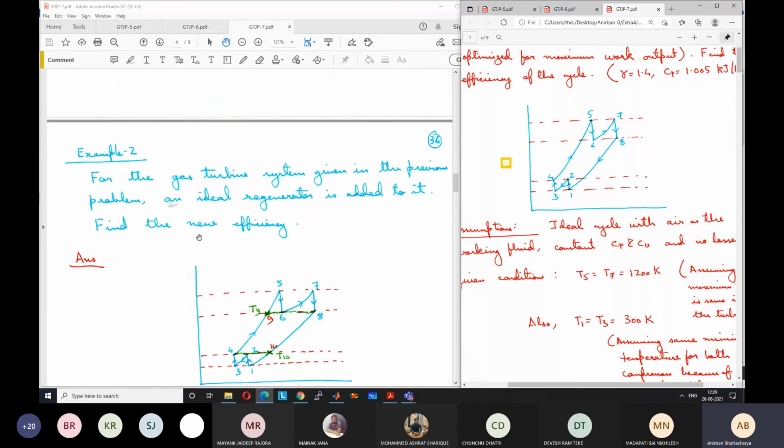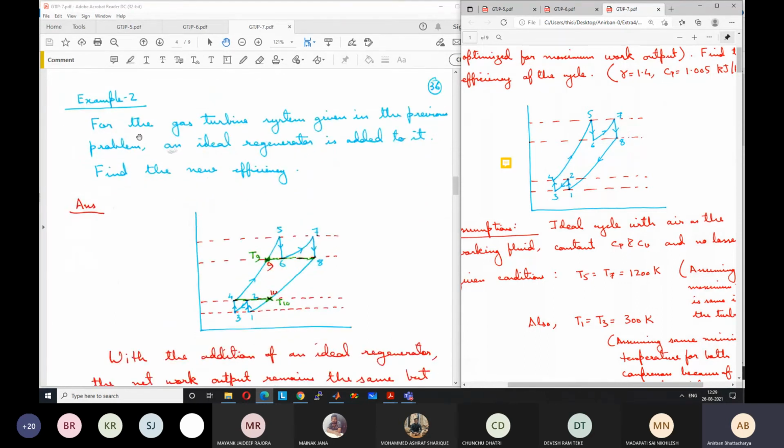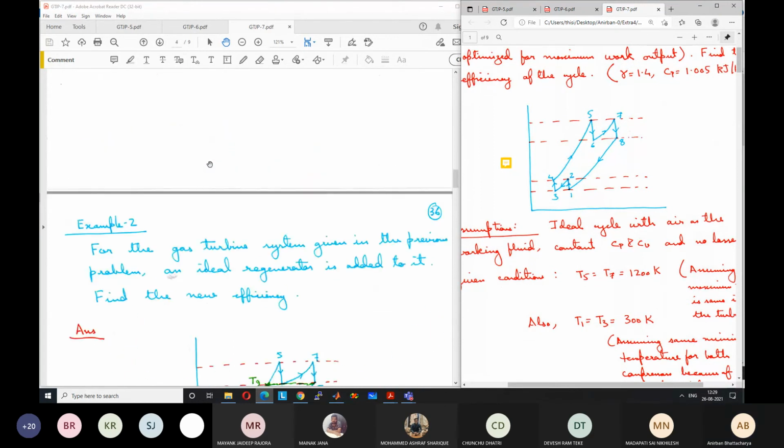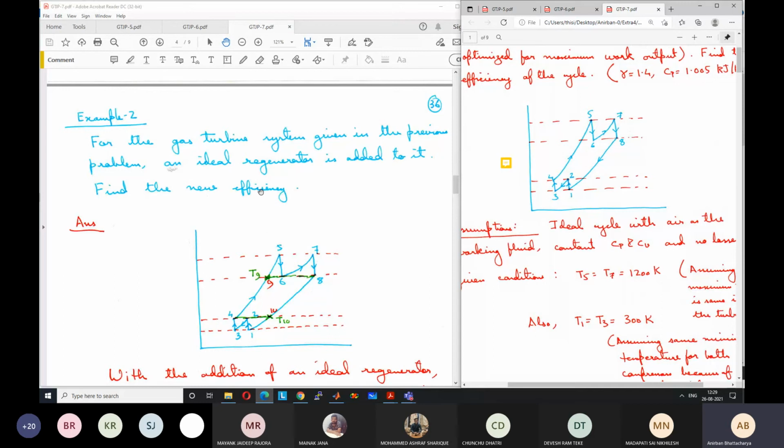Let us take a look at another problem. Again, same problem, but with some modification. For the same gas turbine system given in the previous problem, now we have added a regenerator also. So it is the ultimate cycle with reheating, intercooling, and regenerator. We already know that the work output will not change, but we expect the efficiency to increase. How much will be the new efficiency, that we want to find out. In the previous case, we found that to be 0.4447. Let us try to find the efficiency in this case, and we expect that it should be higher.